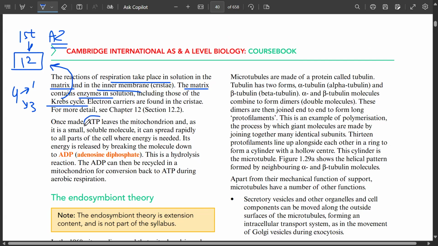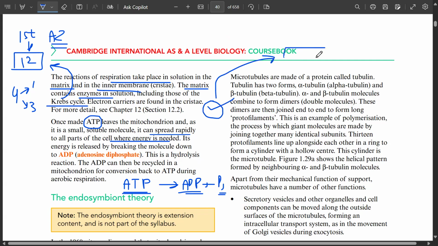Once made through respiration, ATP leaves the mitochondria and spreads rapidly to all parts of the cell where energy is needed. And how is energy made from ATP? Wherever energy is needed, ATP breaks down into ADP plus a phosphate. This is triphosphate, this is diphosphate, and a phosphate. So let's say ATP was produced by mitochondria and traveled to the muscle cells. In the muscle cells, this reaction took place, which gave out energy. Got it?